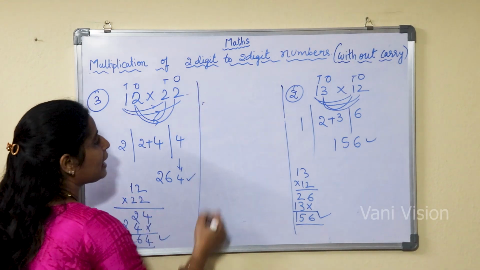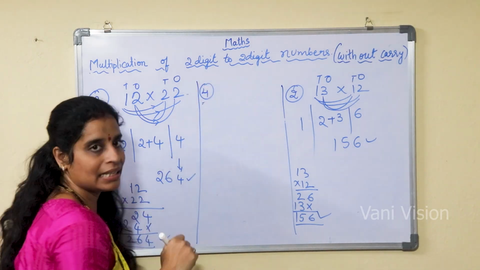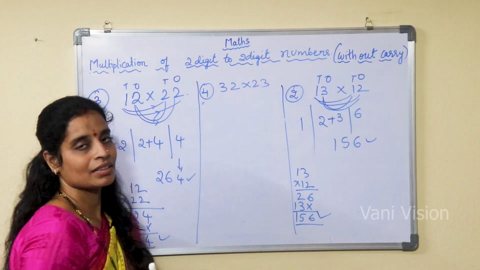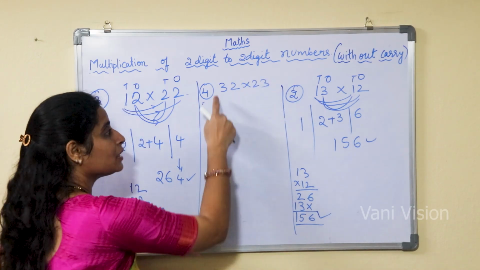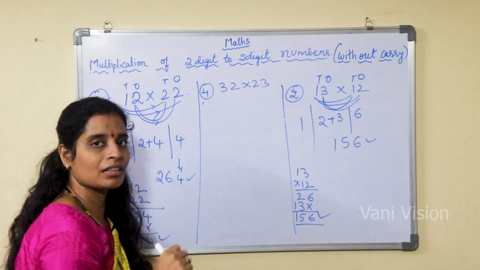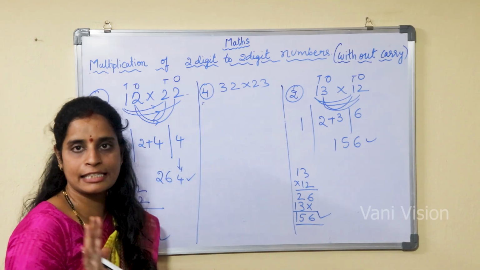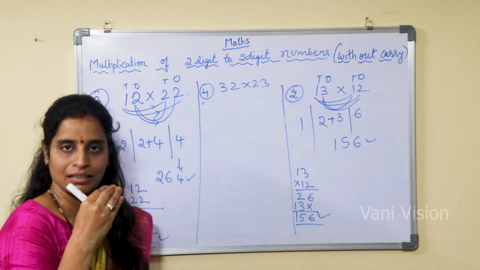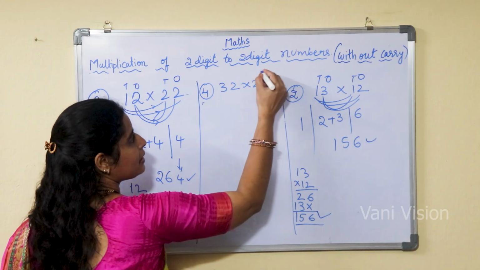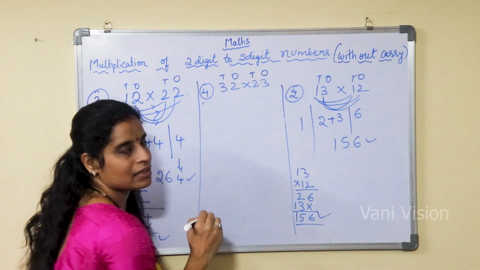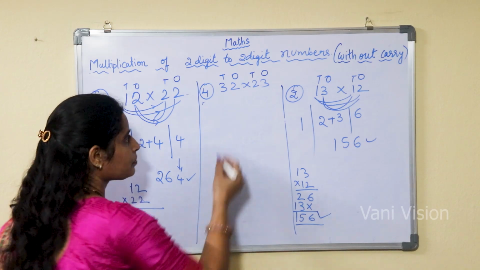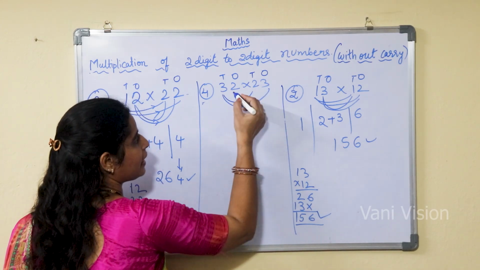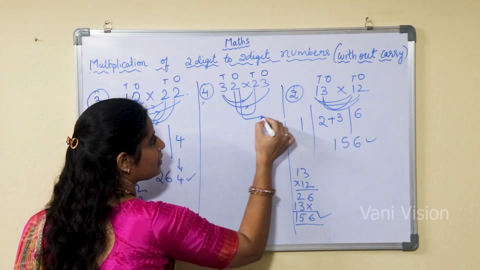And then my fourth example is 32 into 23. So what are the numbers? 32 into 23. Now, as usual, I am going to write the places first. See the steps, how I am doing the method. So ones, tens, ones, tens. Then I'll draw the arrows. This is first and this is second. Then draw the arrows like this.